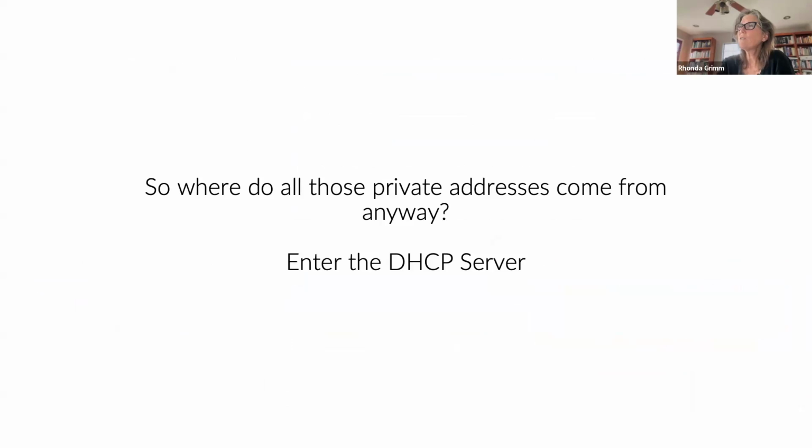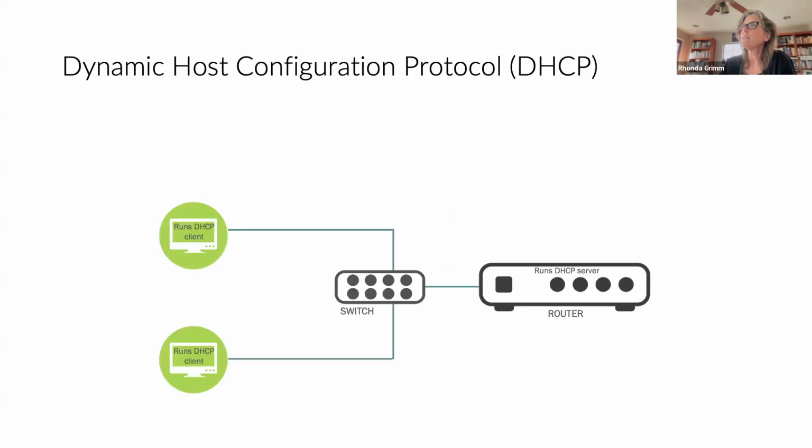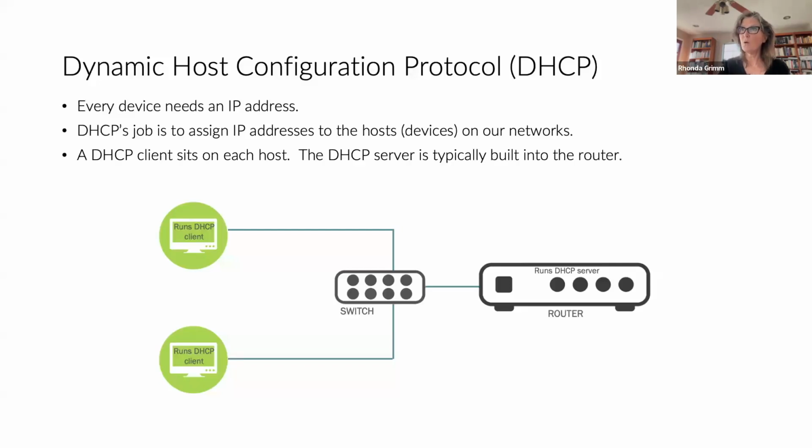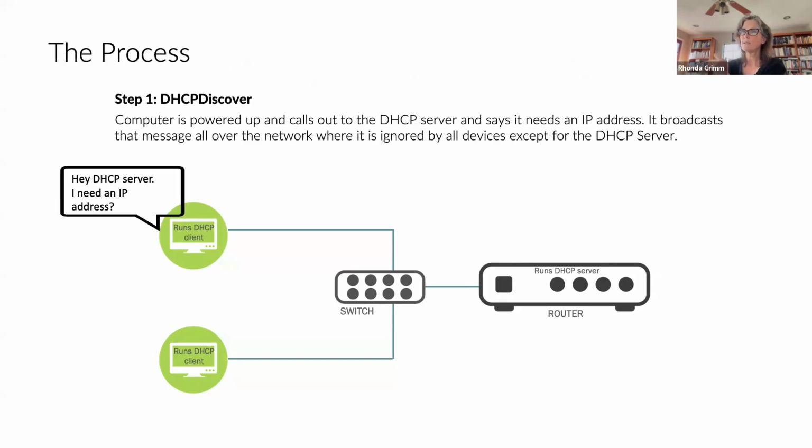So where does the network get all the private IP addresses anyway? Now enter the DHCP server. So here's this great protocol. We know every device needs an IP address, and DHCP's job is to assign an IP address to the host devices on the network. A DHCP client sits on every host. The DHCP server is typically built into the router, and it assigns addresses dynamically. So what does that look like?